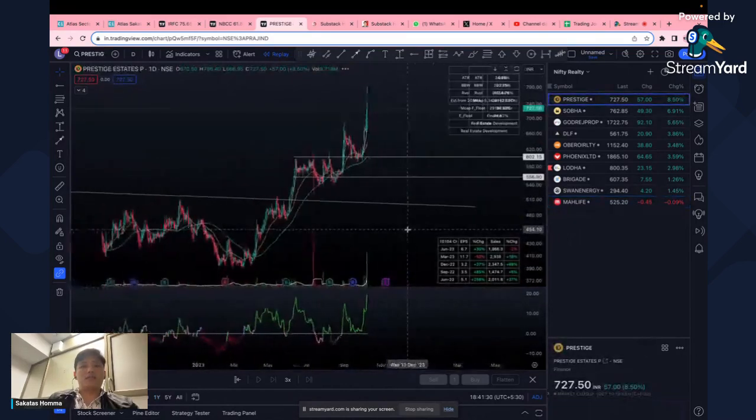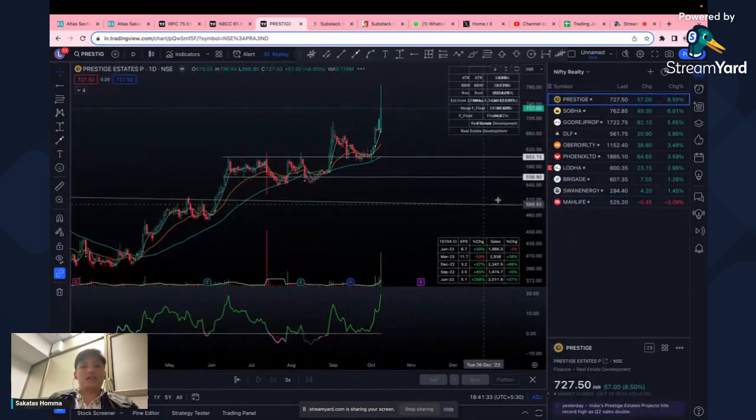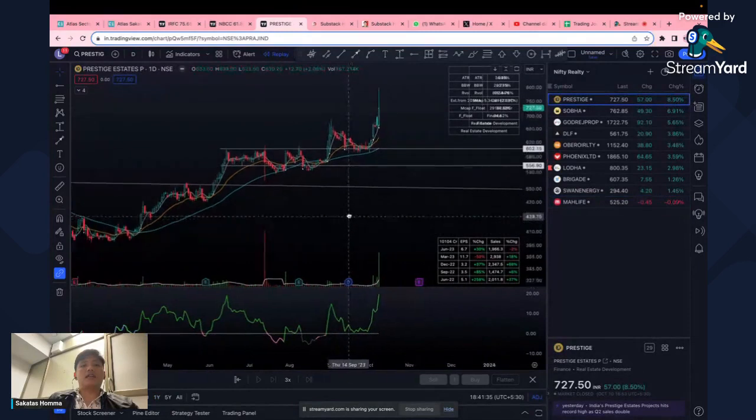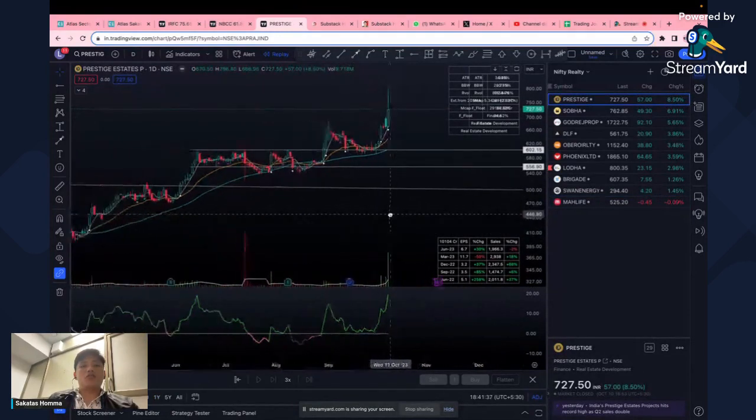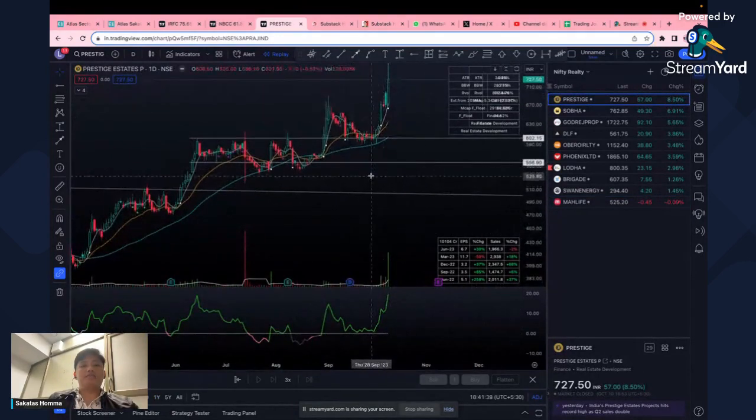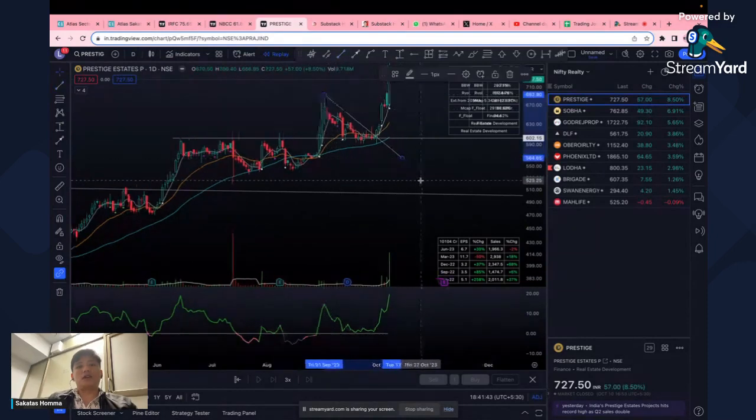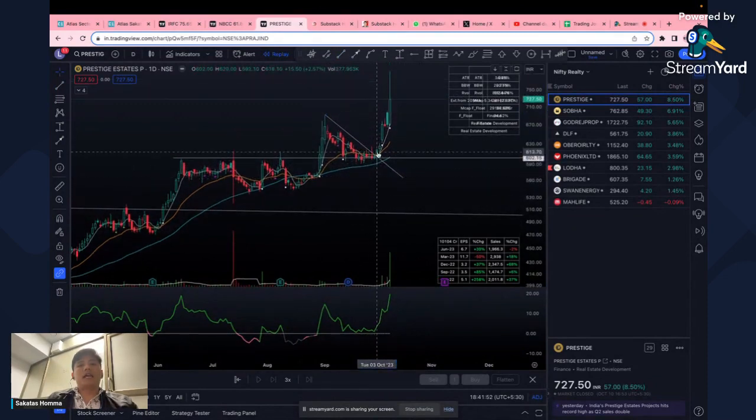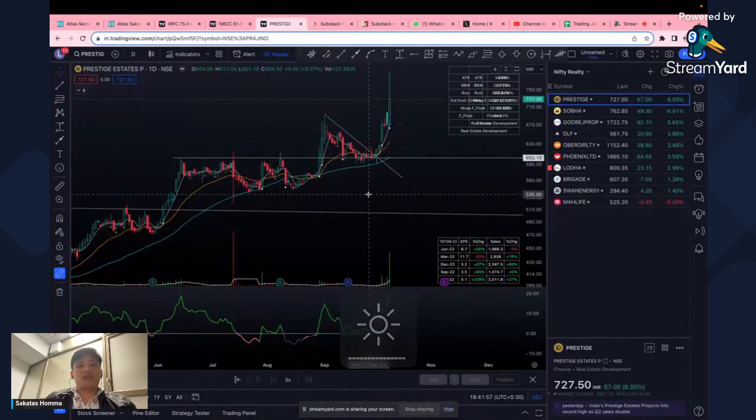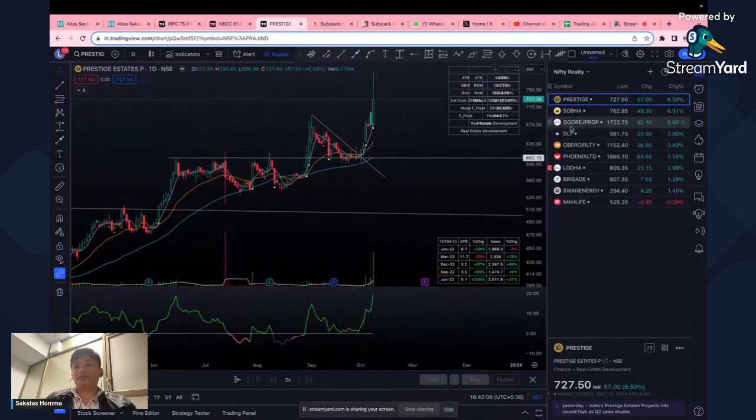So you see Prestige, like I said, has been a leader, and one could have traded this when it was bouncing from here on the DTL breakout. So this is a downtrend line breakout. The downtrend line also broke out from the 50-day SMA as a support. Okay, so this could have been a nice place to enter here.